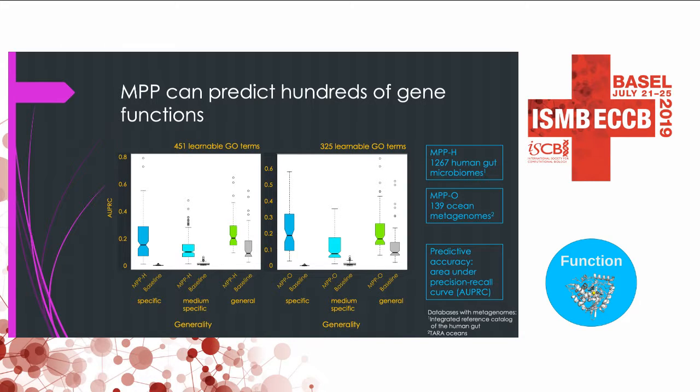Predictive accuracy is here the area under the precision-recall curve, and we observed the distributions of accuracies. So we can see a similar trend for both MPPs. MPP is a bit better in predicting specific and general GO functions than medium-specific ones that are typically found in the middle of gene ontology. And we also compared MPP's predictive accuracy against a random baseline, and we can see that it performs significantly better than the baseline.